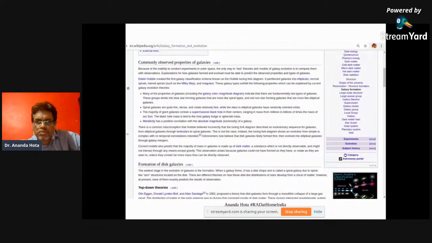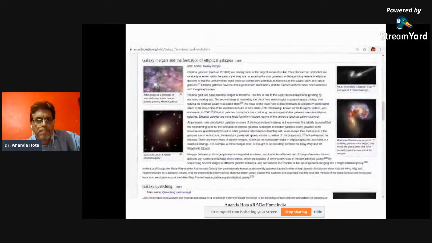Commonly used observed properties of galaxies will describe how black hole properties and the galaxy's properties are correlated, how their structure, color, dynamics, star formation history, and black hole activity are correlated. The subsection of that Wikipedia article is galaxy mergers and formation of elliptical galaxies.